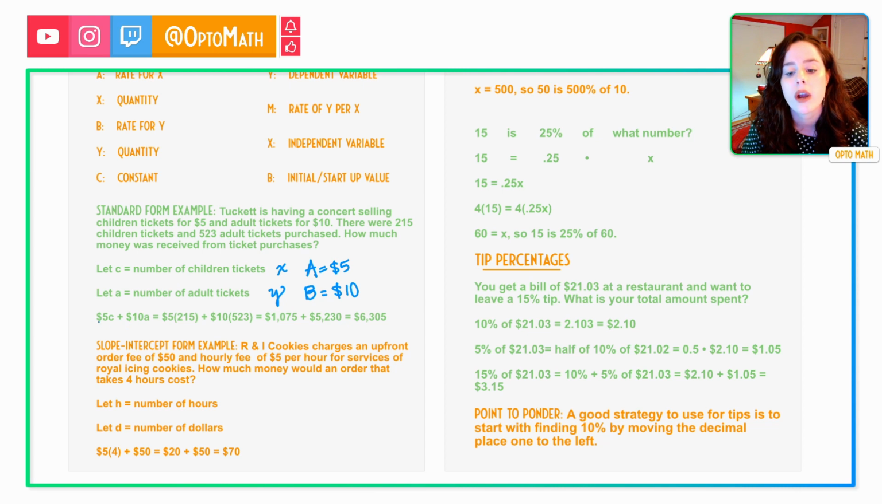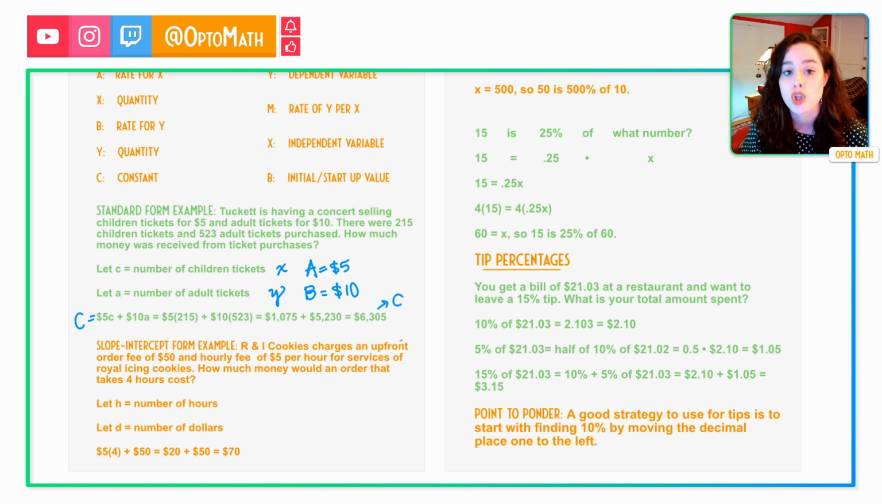So here is our equation. $5 times c plus $10 times a. Now that would equal some big old c here, a constant, and that's what we're trying to find. So we substitute our number of children tickets and number of adult tickets, and we multiply and we add, and we get 6,305. So that's how much money was made at this concert. So that is going to be our C.